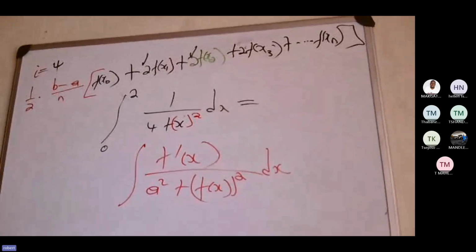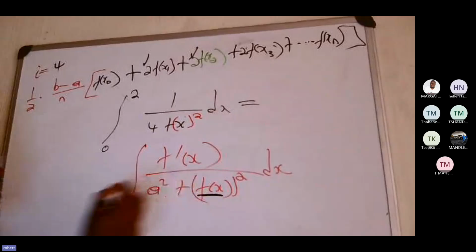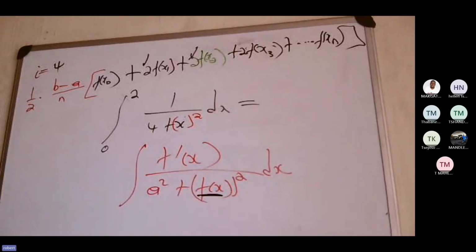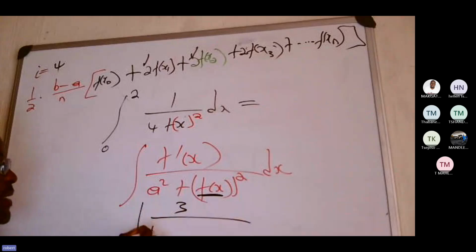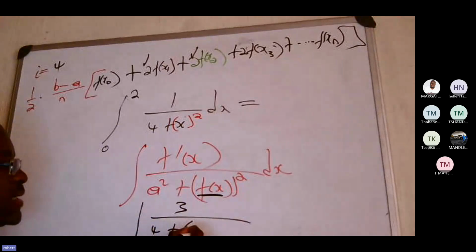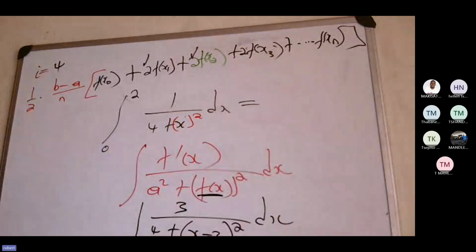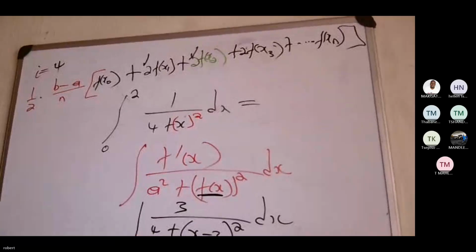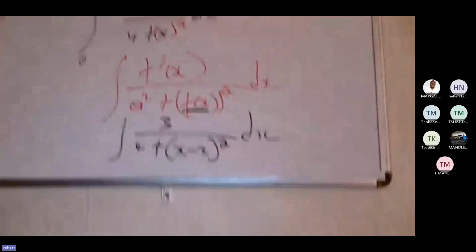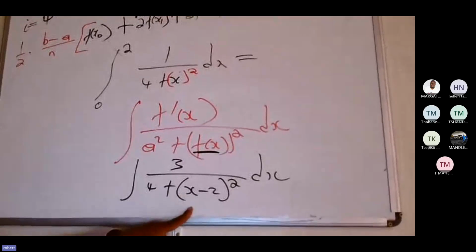That's right. And sometimes you may find that this is not a monomial. It's a binomial. You can have something like, say, 3 over 4 plus (x minus 2) all squared dx. You see, something like this. Then you have to complete the square.